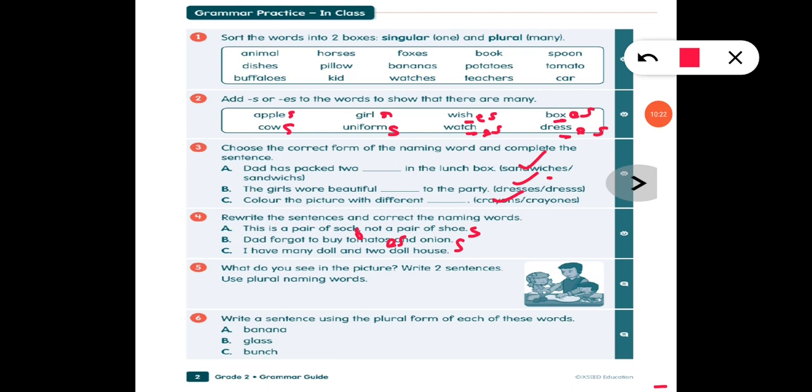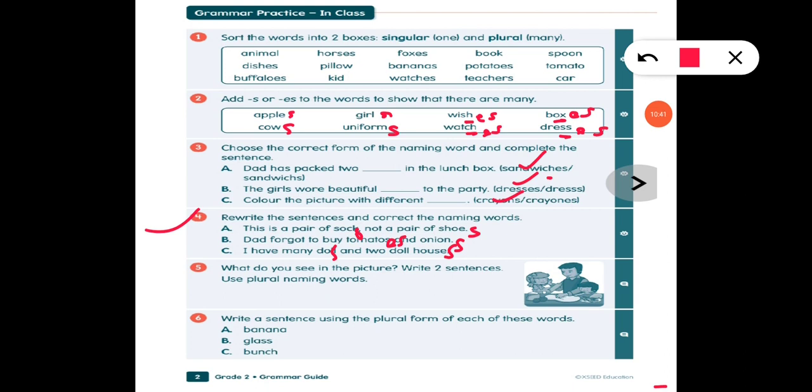There is C part. I have many doll and 2 doll house. many आ गया तो यहाँ पे dolls हो जाएगा. many तो dolls होती हैं. And 2 doll houses, s हो जाएगा. 2 है ना, doll houses तो houses. Dolls और houses. I hope question 4 is clear to you.